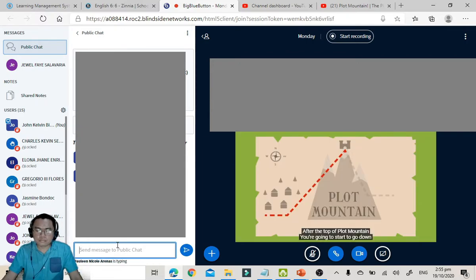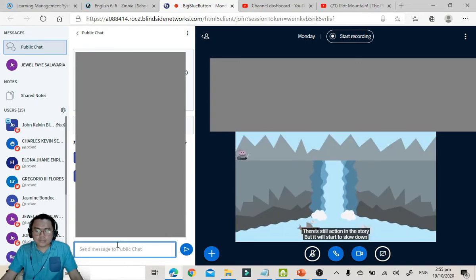After the top of Plot Mountain, you're gonna start to go down. We call this the falling action, and it lasts until flat ground. There's still action in the story, but it will start to slow down. So the worst is over, yeah, the worst is through, but now what will the characters do? There are still some problems, how long will they last? And don't forget the ending's coming fast on the way down Plot Mountain.